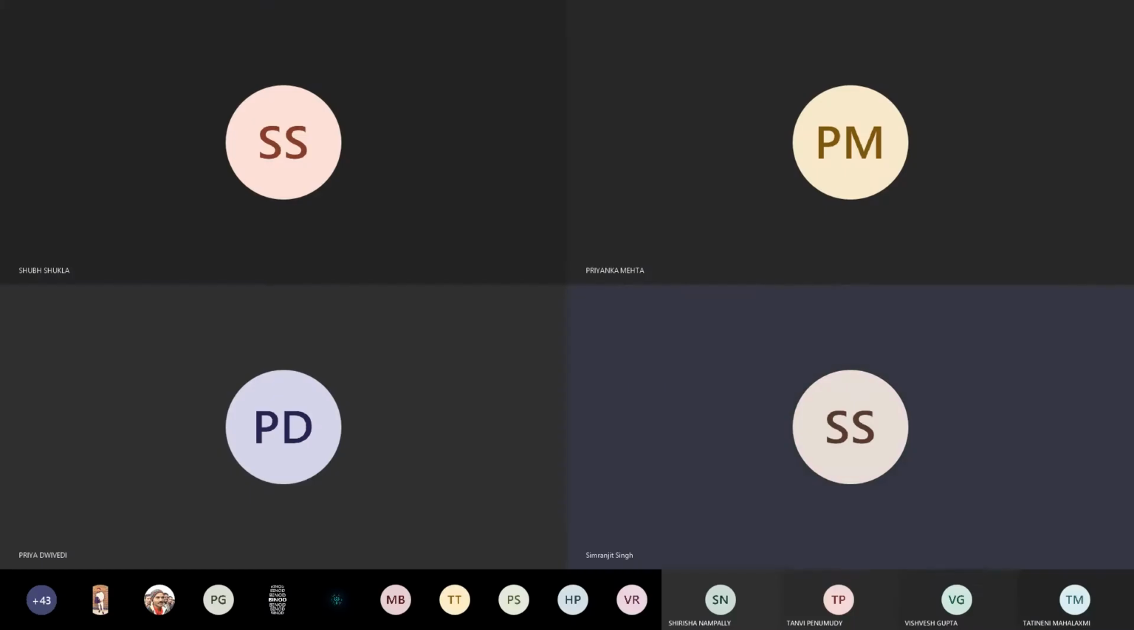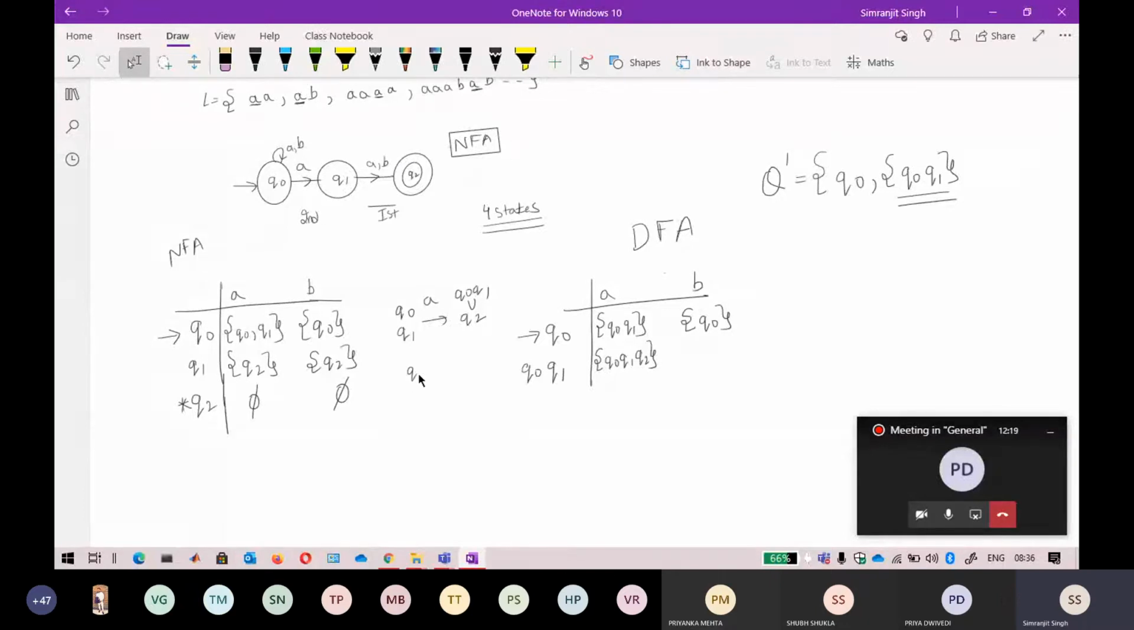Okay, so Q naught and Q1 on B, I have to check again. Go towards the previous table and check Q naught on B, which goes towards Q naught, and Q1 on B, which goes towards Q2. So just do a union of this. The new states will be Q naught, Q2.